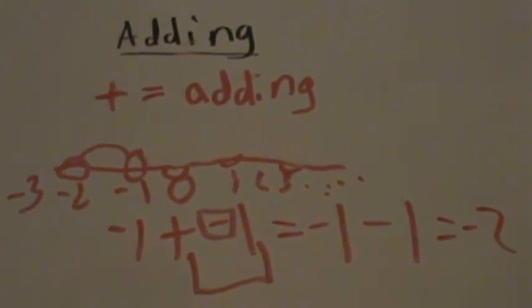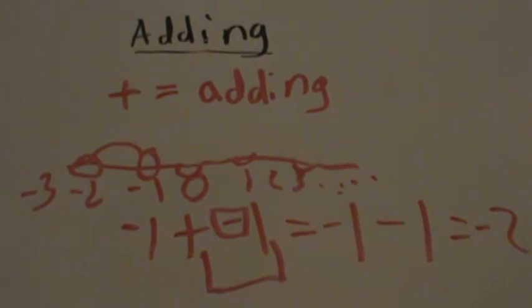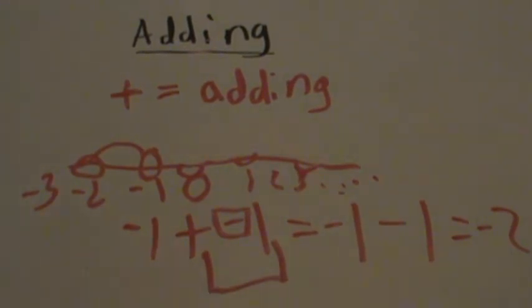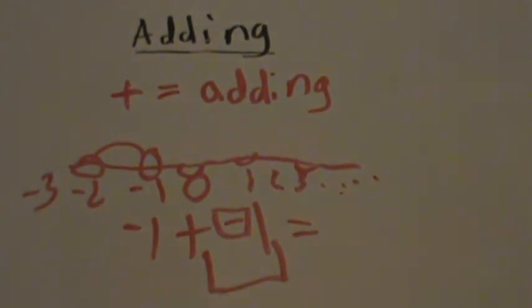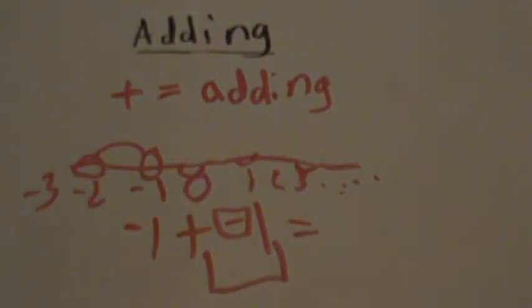So what does that say when you add a negative number to a negative number? Well, you go further on the number line. You go that way. You approach negative infinity.